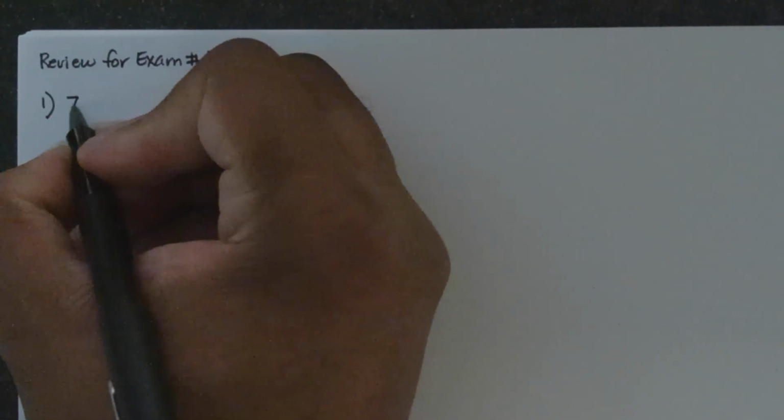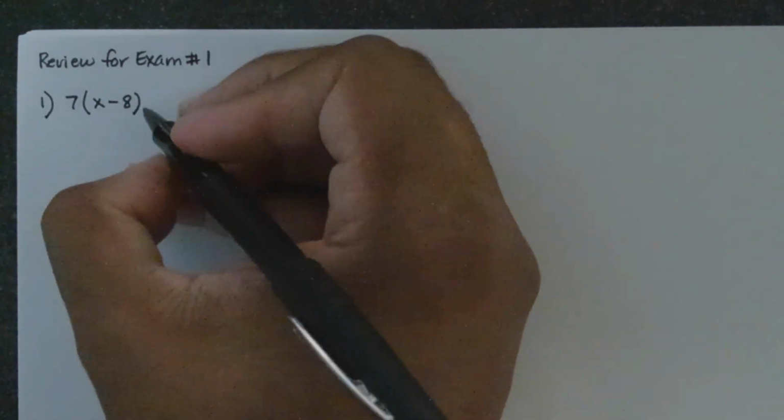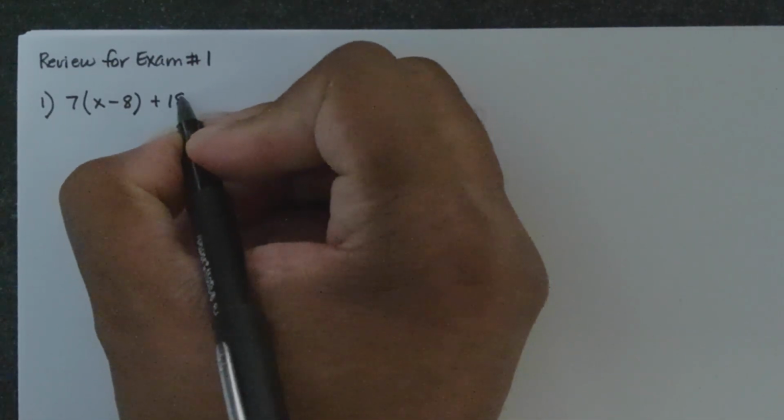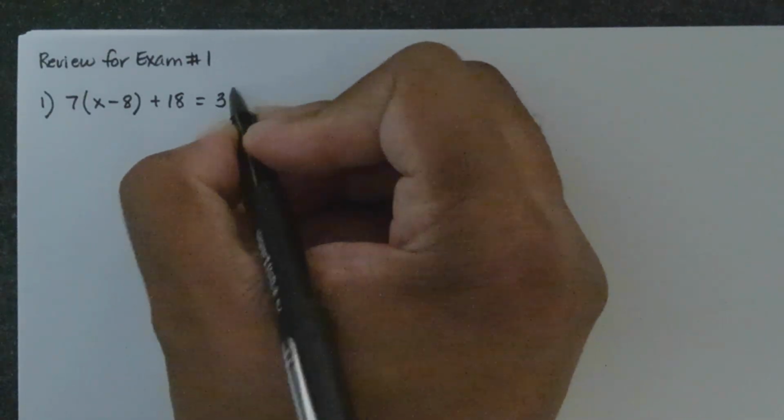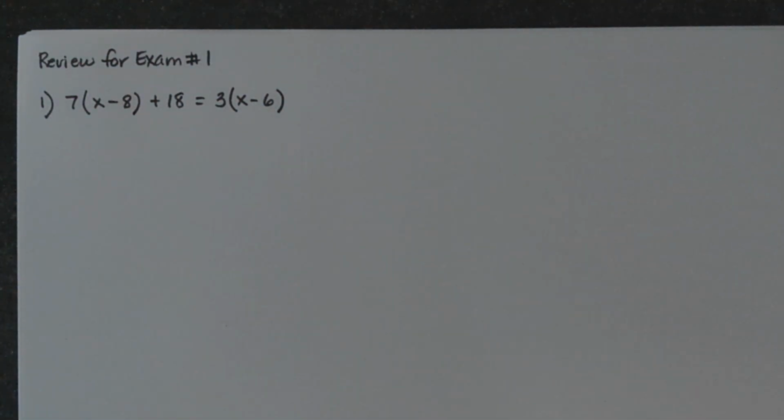All right, starting with problem number 1, we're going to solve this equation. So this will be 7 times the quantity x minus 8, and then plus 18 is equal to 3 times the quantity x minus 6. And here we're going to solve this equation for the variable x.